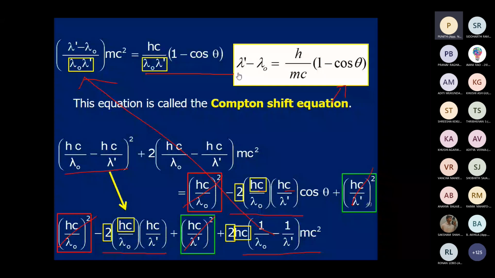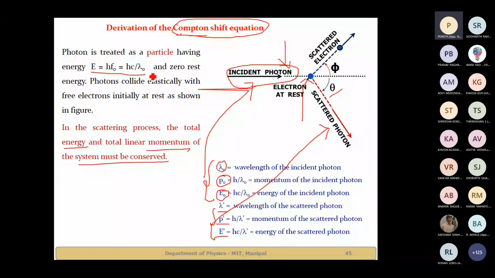I'll just have a recap of the derivation. Here we consider the collision of two particles, the photon and the electron which is at rest. After the collision, the photon is scattered in one particular direction with an angle theta, which is called the scattering angle, and the electron will move at a particular angle phi with a speed. If lambda naught, p naught, E naught are the wavelength, momentum and energy of the incident photon, lambda dash, p dash, and E dash are the wavelength, momentum and energy of the scattered photon.